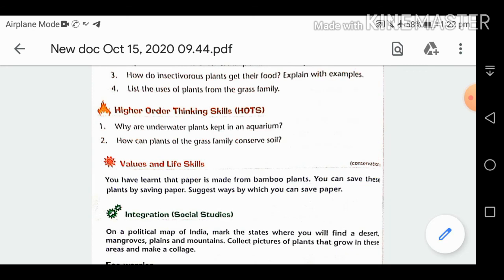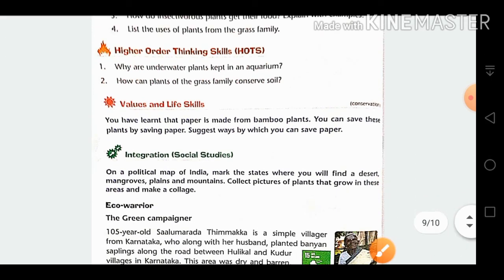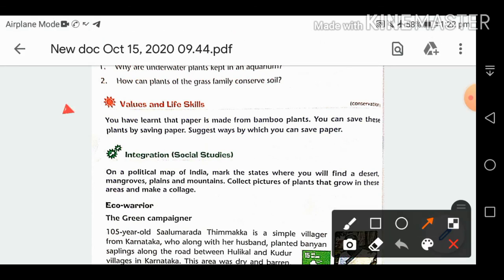Then value and life skill questions. You have learned that paper is made from the bamboo plant. Yes, we know. You can save this plant by saving paper. Suggest ways by which you can save paper. You have to suggest any way that comes to your mind in which you can save the paper.